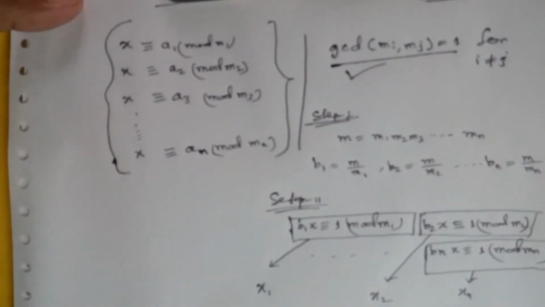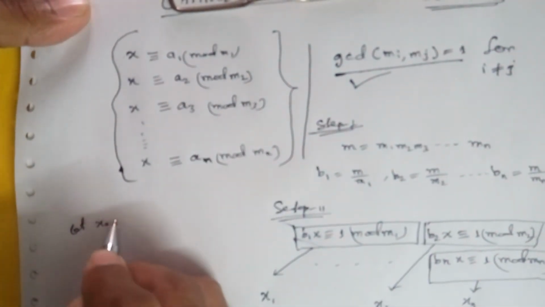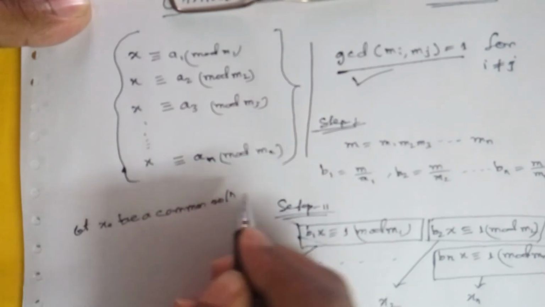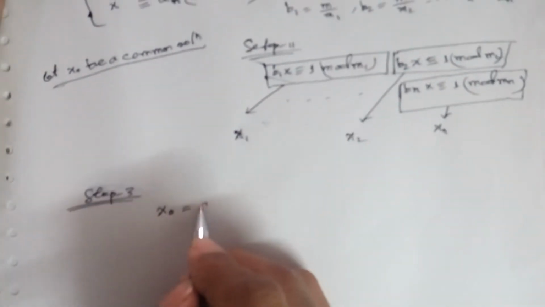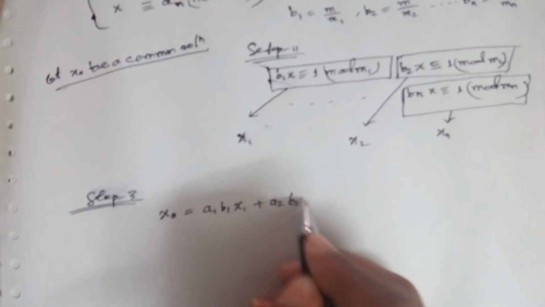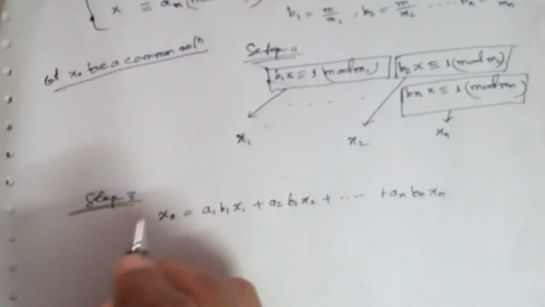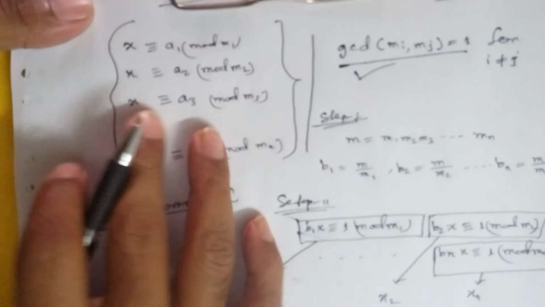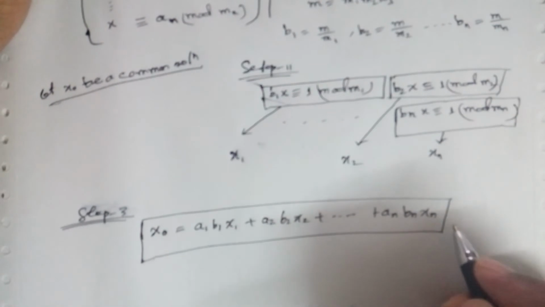Step 3: we get a common solution of these congruences. Suppose let x naught be a common solution, then we get x naught equal to a1 b1 x1 plus a2 b2 x2 plus dot dot plus an bn xn. This is the common solution of the system of linear congruences, after solving this problem we get a solution x naught.